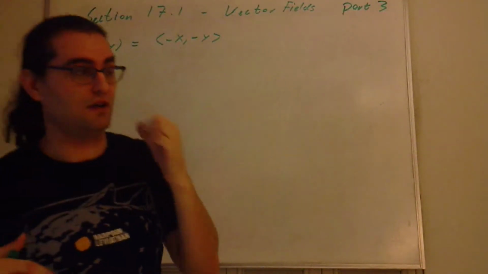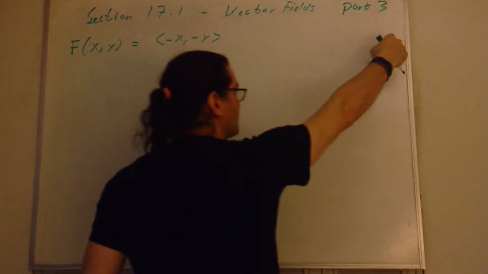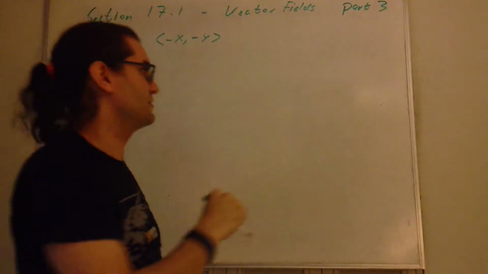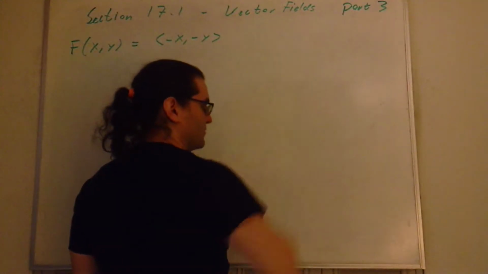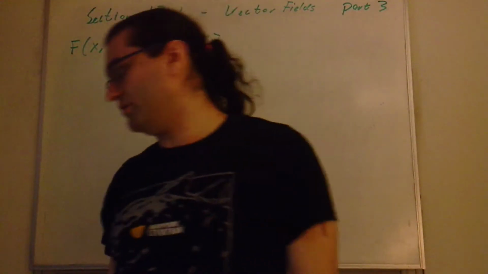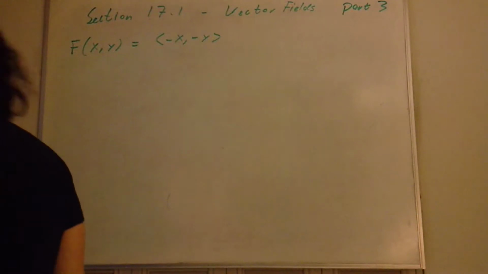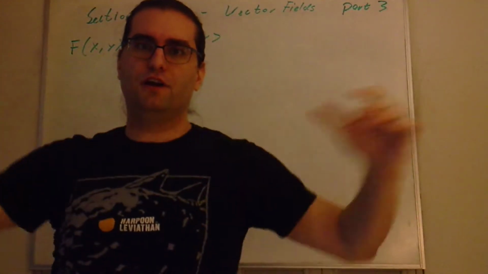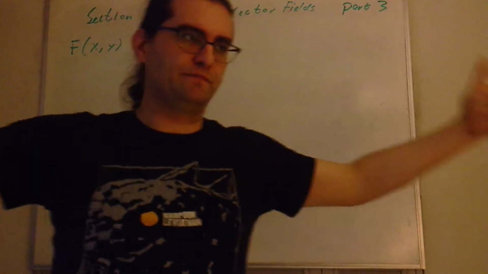So if something is really, really far away from the origin, it gets a big vector that goes straight to the origin. If something is really, really close to the origin, it gets a small vector that points straight to the origin. So this is the black hole, if you will. But again, I guess a black hole would have stronger pull the closer you are, weaker pull if you're far away.